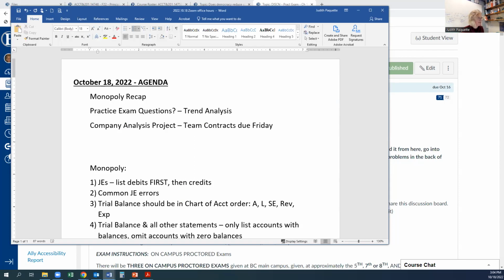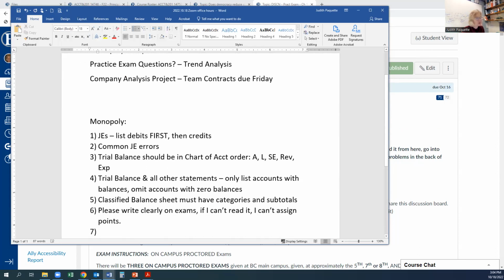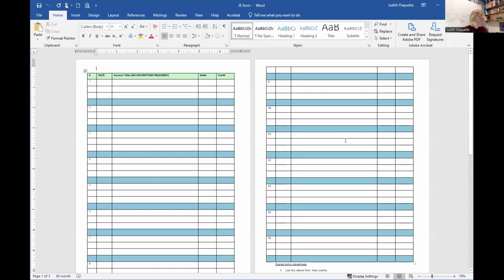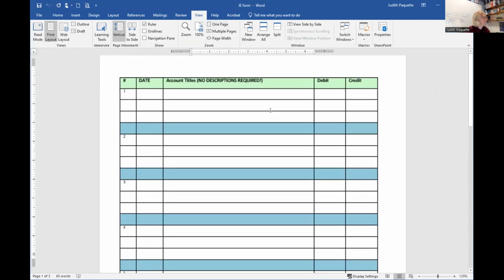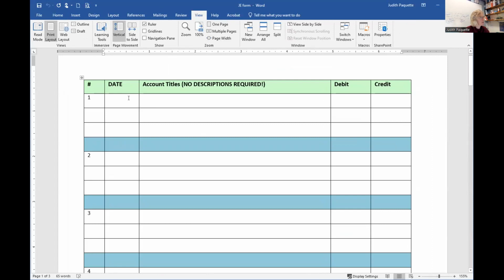So on Monopoly, when you create a journal entry, list the debits first, then the credits. Okay, so let's take an example. If we were to go to a journal entry, let's do one page. If I were to write a journal entry, and let's say it's for today, I'd say 10/18/22, and I want to write a journal entry in Monopoly for passing Go.